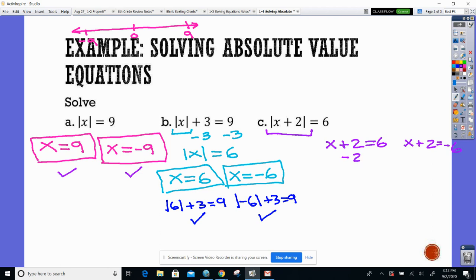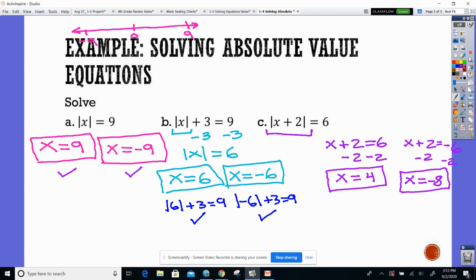To get rid of a +2, I'm going to -2. 6 minus 2, that gives me 4. So I have x equals 4. Okay, now I'm going to solve this one. Again, to get rid of a +2, I'm going to subtract 2, -2. -6 minus 2 is -8. So this gives me x equals -8.